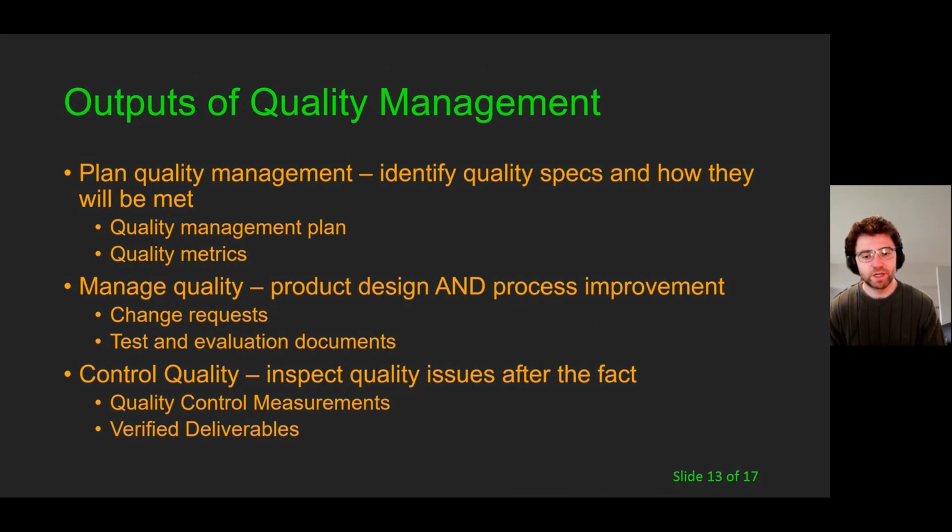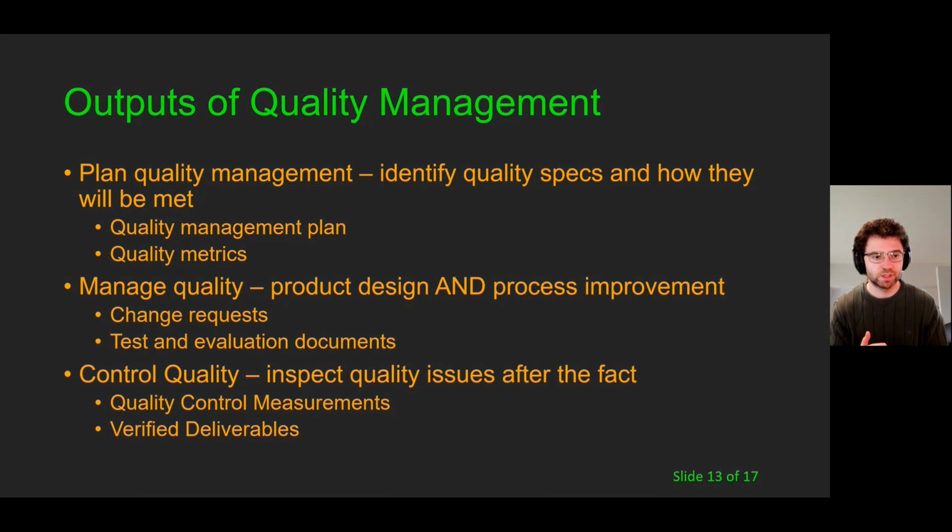The outputs of quality management, if you remember, I have a slide coming up where we look at the process groups, right? When you finish your plan quality management process, you're essentially identifying the specifications and quality and how they will be met. So basically, it means you're building your quality management plan and your quality metrics, right? And we talked about how to measure quality before, which we do in the control quality step. But now that we have the plan, we were managing quality.